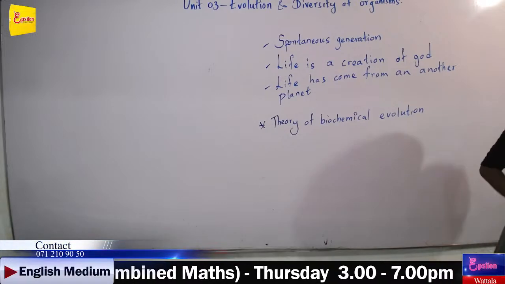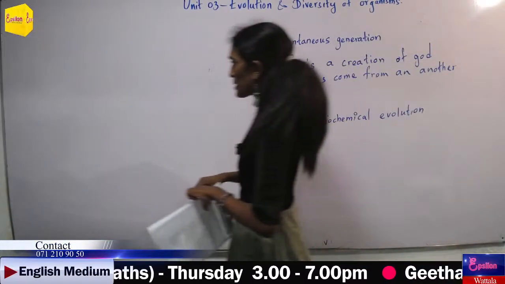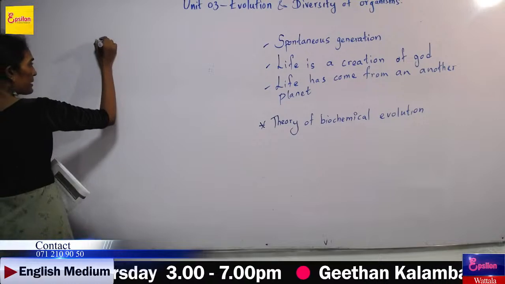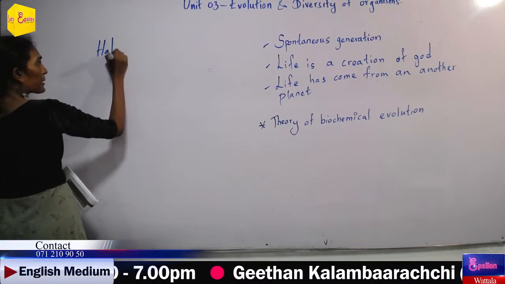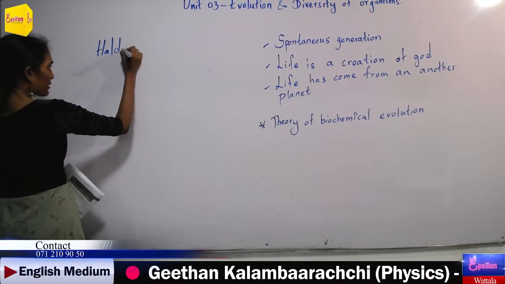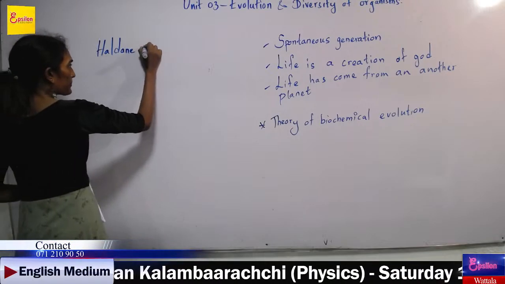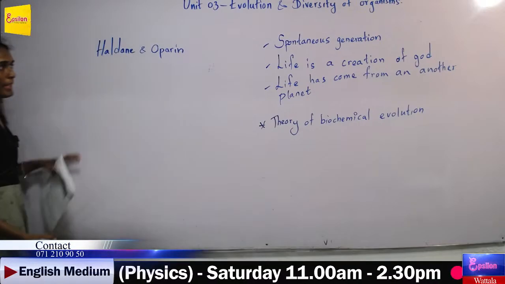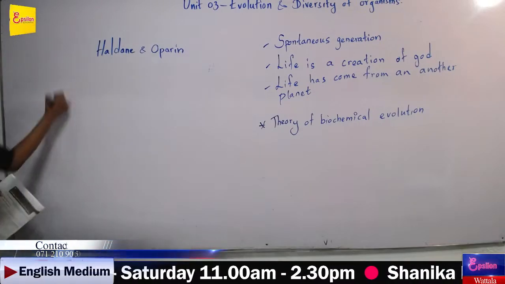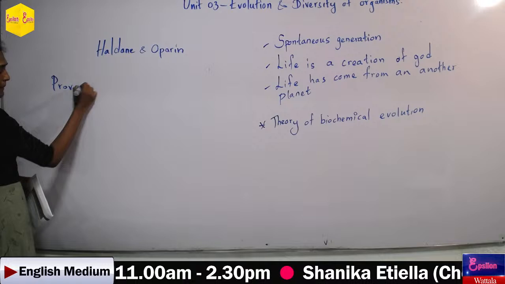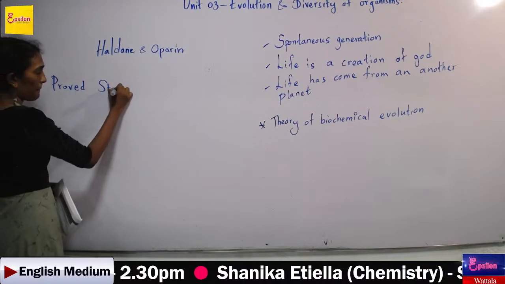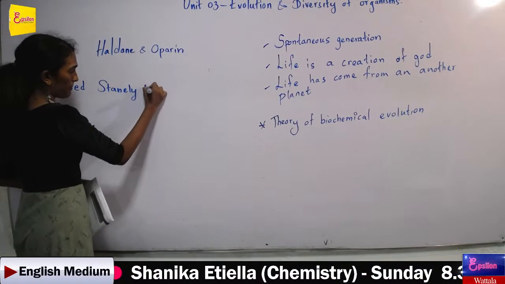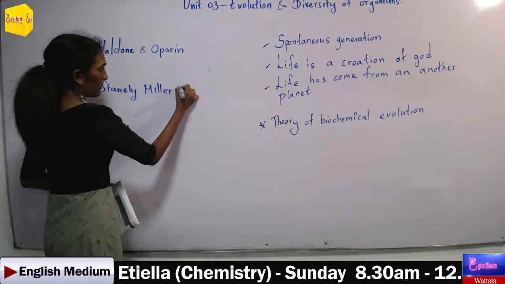Who introduced the theory of biochemical evolution? Actually, Haldane and Oparin. Haldane's name is given there in the book, but Oparin is not mentioned. But we are writing it. They introduced the theory. The one who proved this theory is Stanley Miller and Urey.